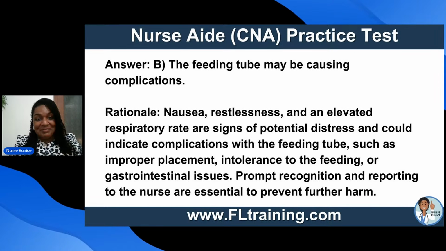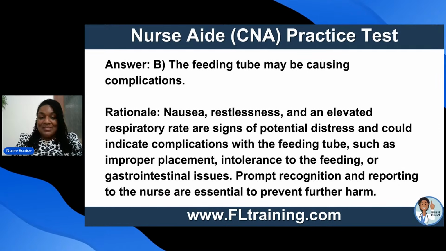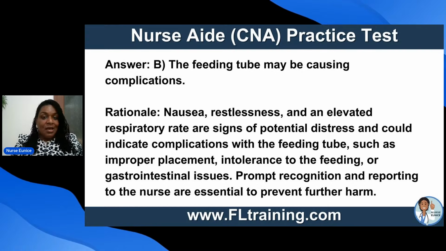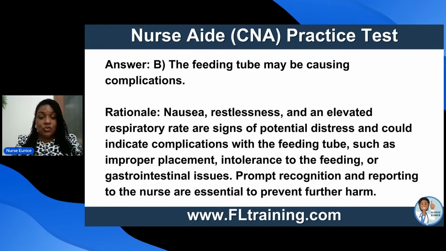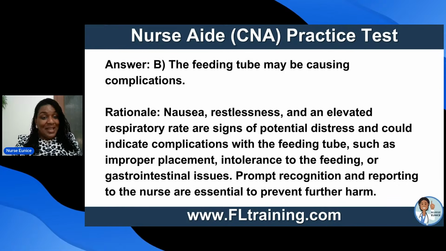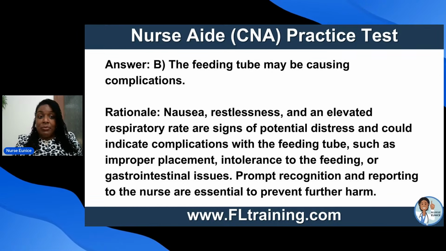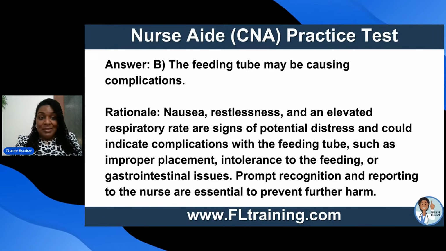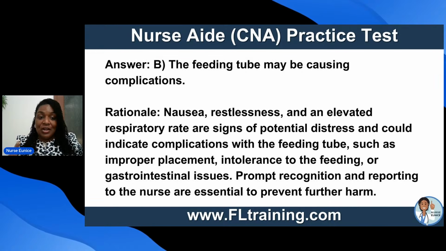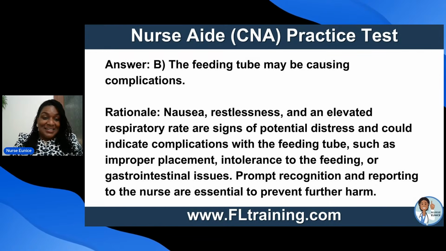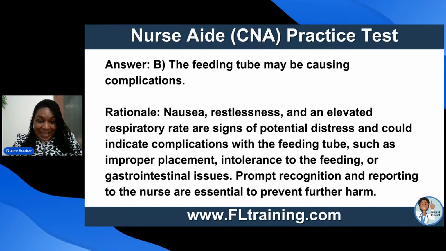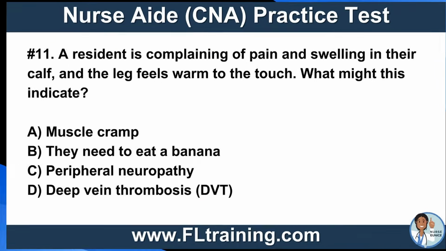Great job, team. So nausea, restlessness, and an elevated respiratory rate are signs of potential distress and could indicate complications with the feeding tube, such as improper placement. Yes, the feeding tube can come out too. Intolerance to the feeding, maybe we're feeding them too much too fast, or gastrointestinal issues. Maybe they're not digesting the food properly. So prompt recognition and reporting to the nurse are crucial, and a good CNA will be doing all of that. So great job, my future CNAs.